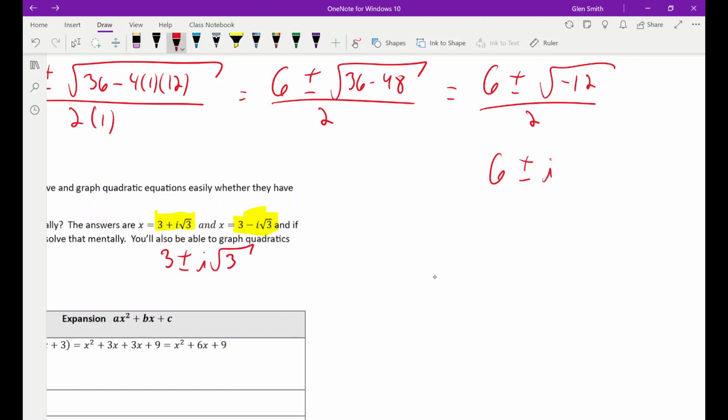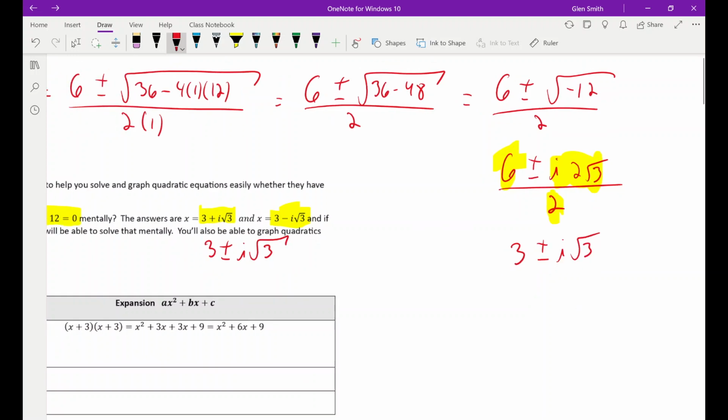We can pull an i out of there because that's what the negative 1 does. And then 12 is the same thing as 2 root 3, over 2. And since I'm dividing 6, and in this situation over here, i times 2 times root 3, by this 2, the 2's cancel. And you're left with 6 divided by 2 is 3, plus or minus 2 divided by 2 cancels here. You're left with i root 3. But that's all the work with the quadratic formula.